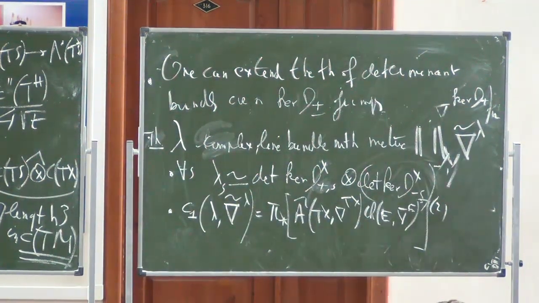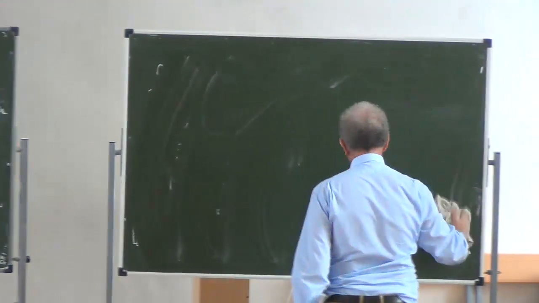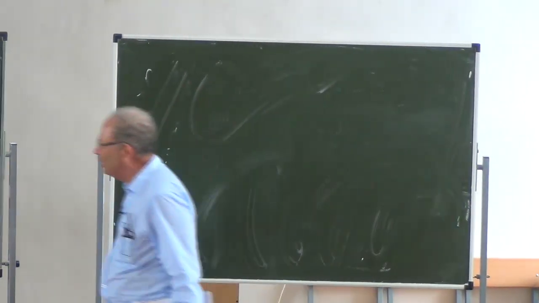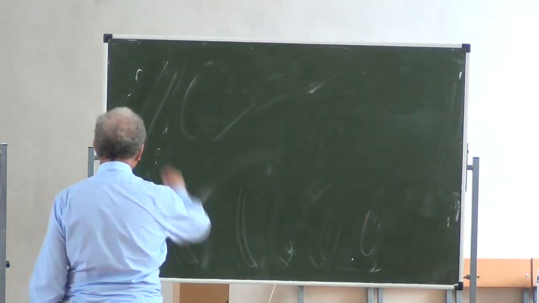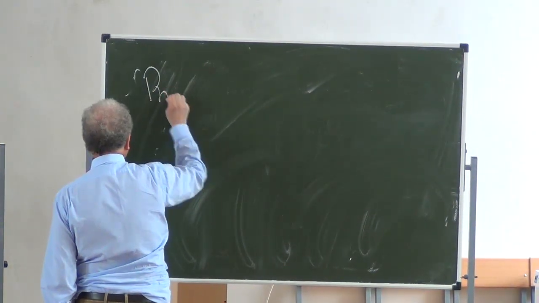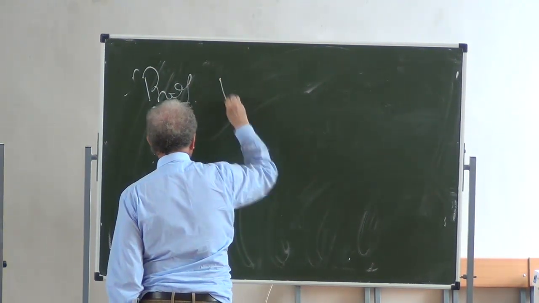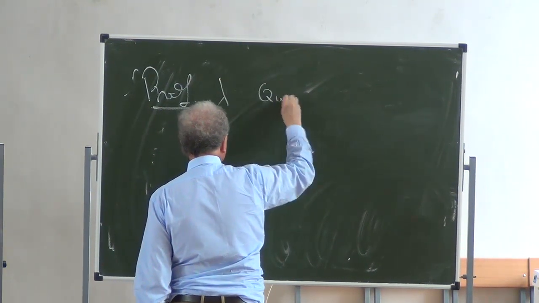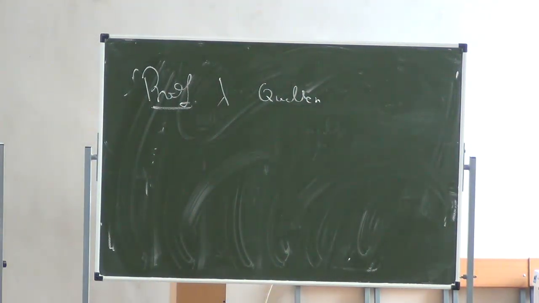So let me briefly explain the construction by Quillen again of the determinant line bundle in this context. So I explain again briefly what Quillen had done. Okay, so the construction of the line bundle, I will follow Quillen here. And as you will see, it will be quite easy.